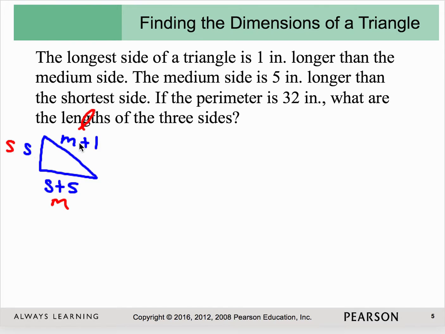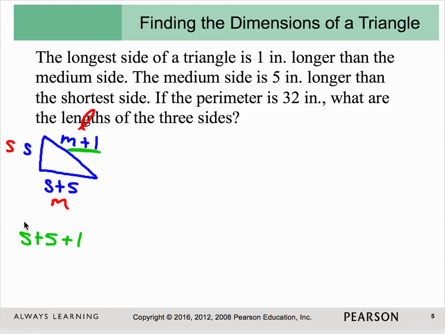All right, so another way I could write this: if this is the medium side of the triangle, and this is the longest side, and it's the medium side plus 1 inch. Here's the medium side, so here's what I could do. Here's the longest side. It is the medium side plus 1. Does that make sense? The longest side is 1 inch longer than the medium side. But what I know about the medium side is it's 5 inches longer than the shorter side.